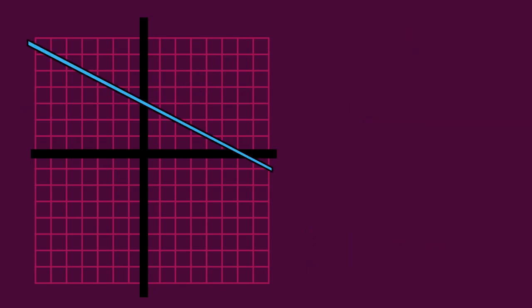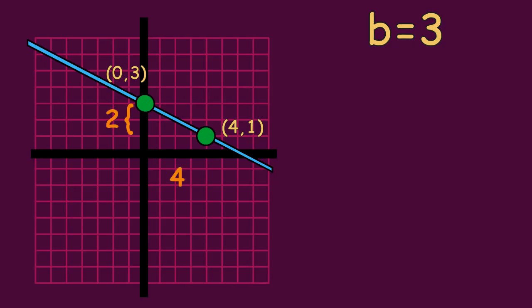Let's try another example. For this graph, we see that the line crosses the y-axis at 0, 3. That means our b is 3. For the other coordinate, we can use 4, 1. If we start with the left coordinate, 0, 3, we can go down 2 and over 4 to get to the right coordinate, 4, 1.